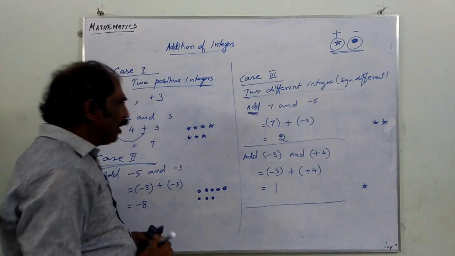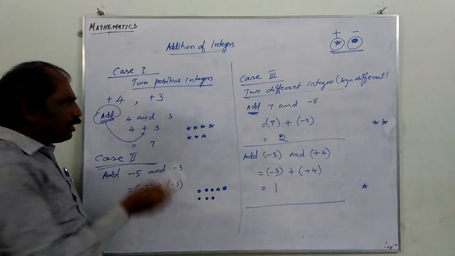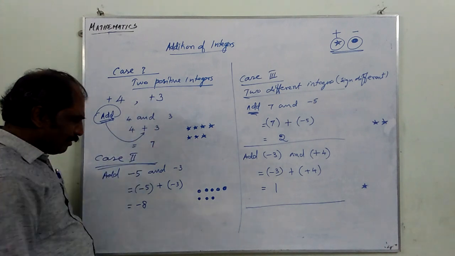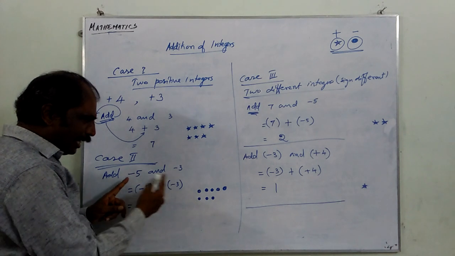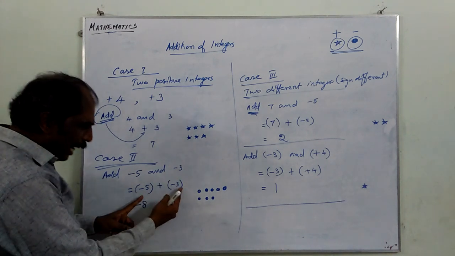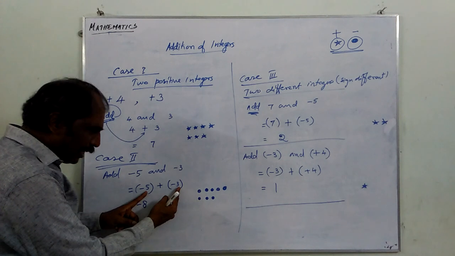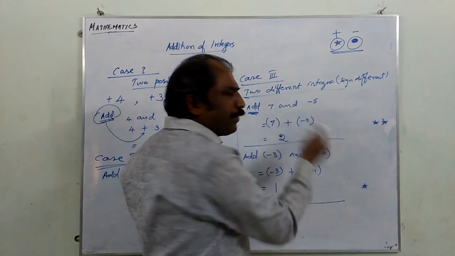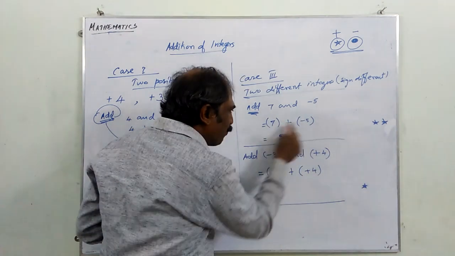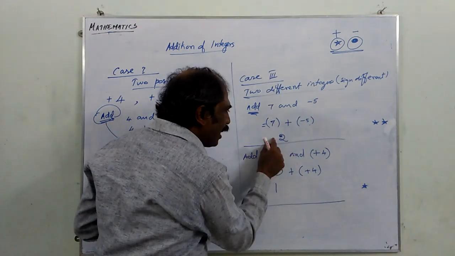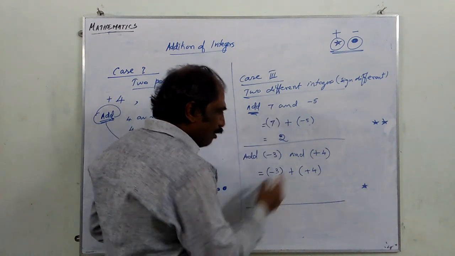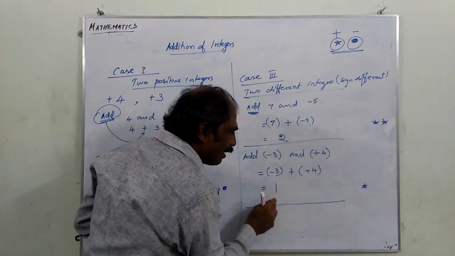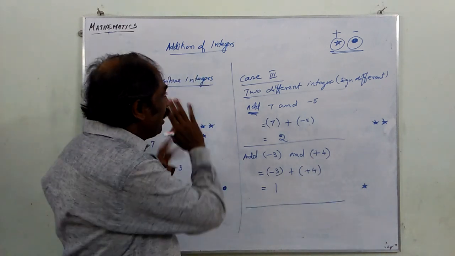Okay, same. So what we have understood from here is, if the addition is of integers of the same sign, we add the numbers without sign and put the same sign. And if the addition is of integers of different sign, then find the difference between the numbers and put the sign of the greater one. So this is about the addition of integers.